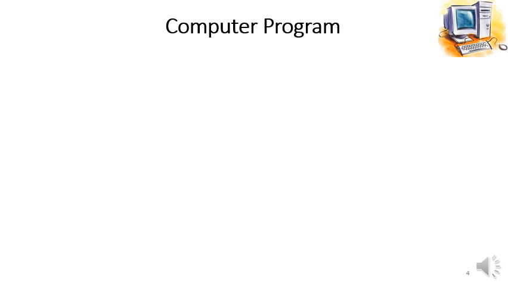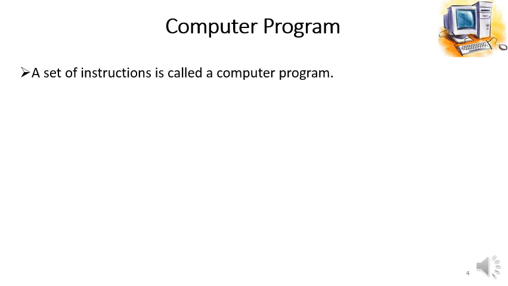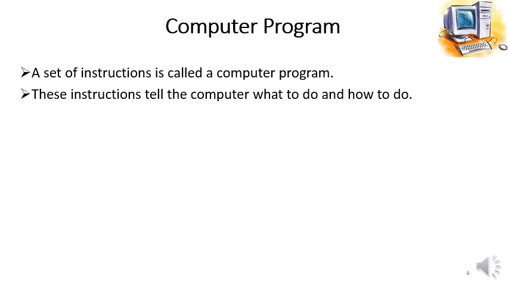Okay, now what is a computer program? See, a set of instructions is called a computer program. A set of instructions, a set of statements written in any computer programming language, which performs any specific task or specific function, is called a computer program. These instructions tell the computer what to do and how to do it.